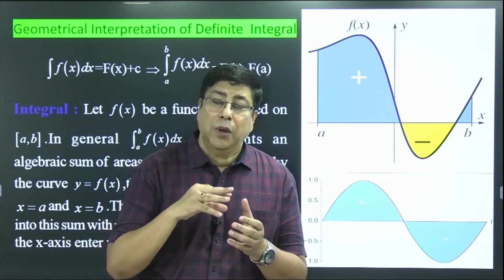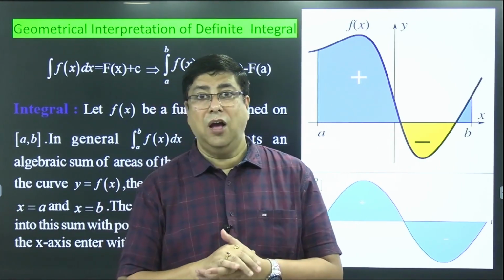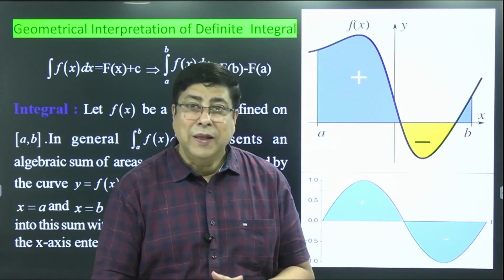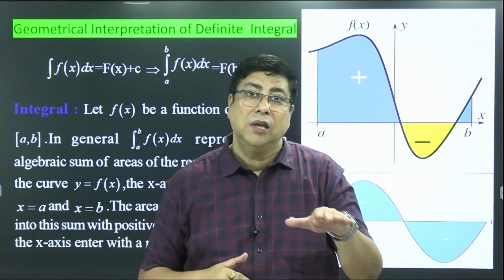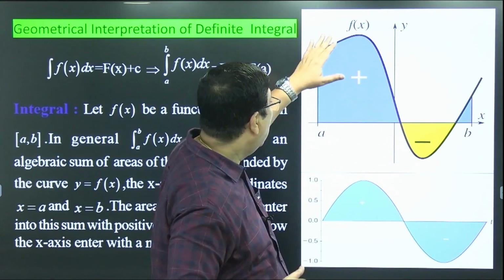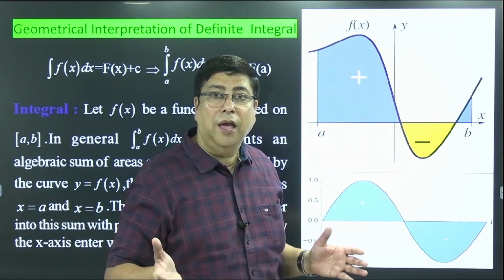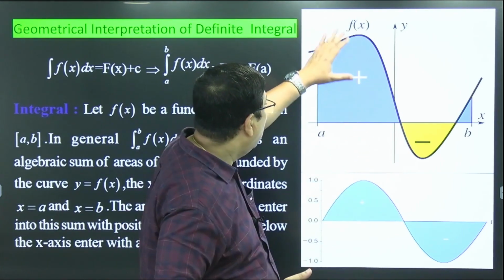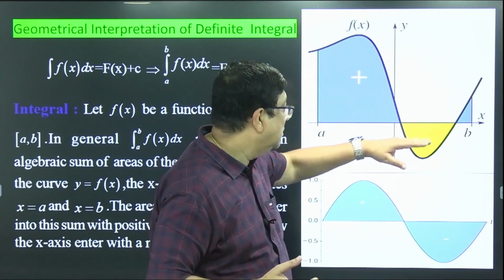In one line we can say definite integral is the area under the curve with the proper sign. It means above the x-axis it will be positive, below the x-axis it will be negative. For example, this is the x-axis; above the x-axis the shadow of the curve on the x-axis, its area, is positive and below the x-axis this area is negative.